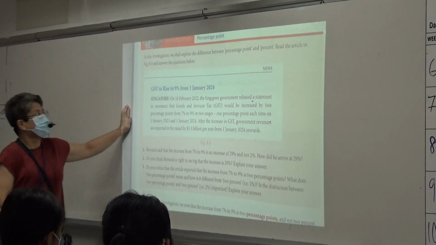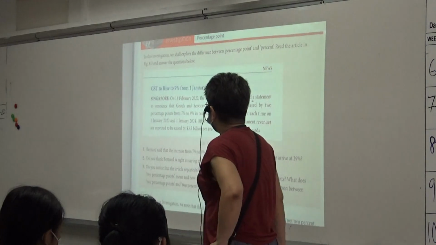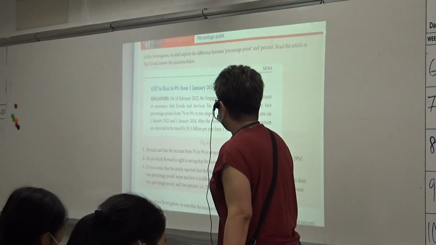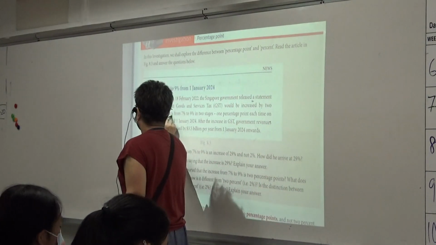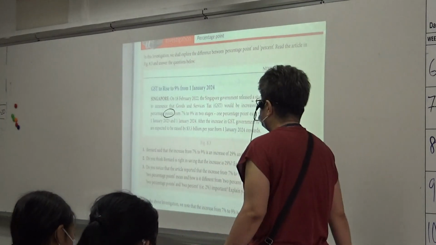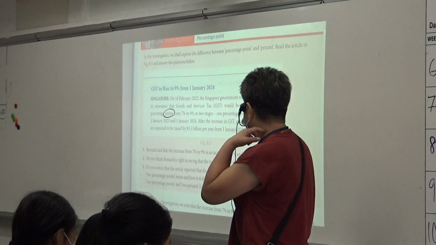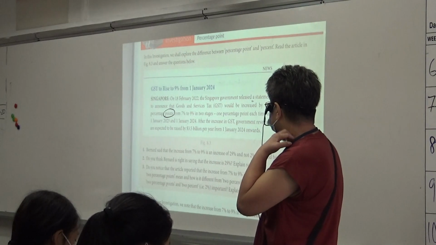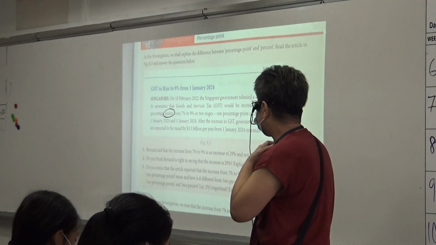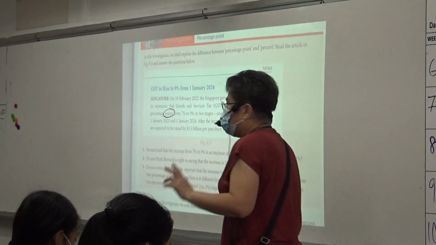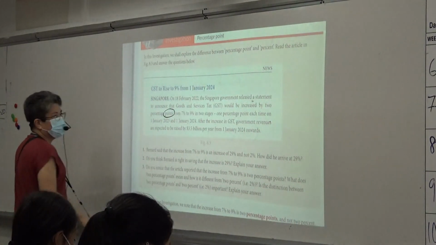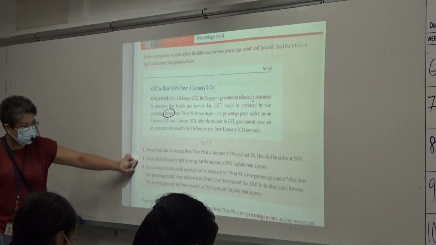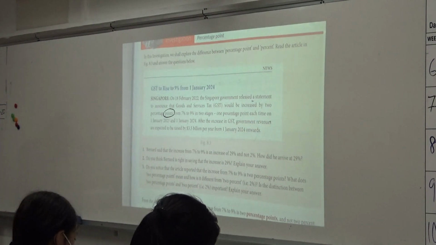All of you look up here. Singapore, on 18 February, the government released a statement to announce that the goods and services tax will be increased by 2 percentage points from 7% to 9% in 2 stages, 1 percentage point each time on 1st Jan 23 and 1st Jan 24. After the increase in GST, government revenues are expected to rise. Understand? Now, why did they use percentage point and not percentage increase? That's the difference.